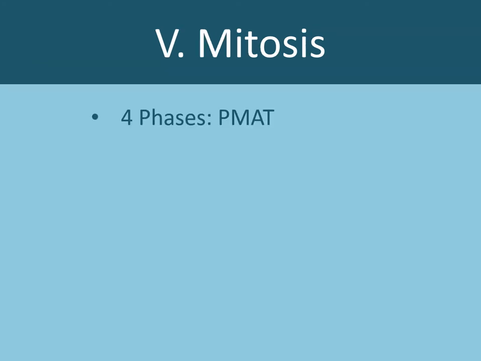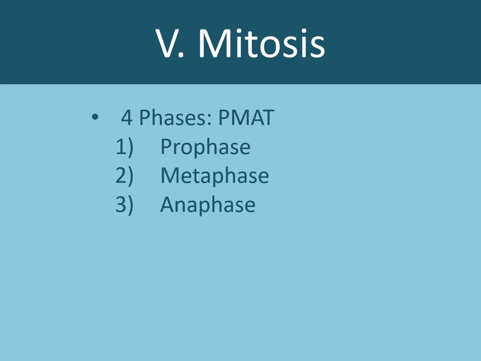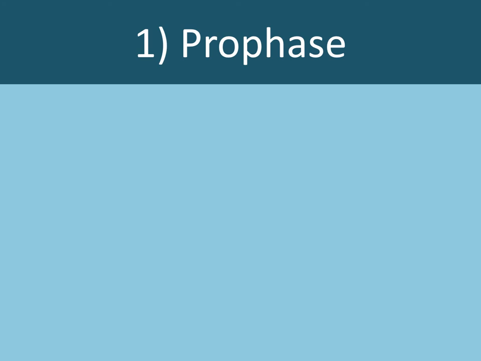Mitosis is divided up into four phases, which I remember with the word PMAT. The first phase of mitosis is prophase. In fact, pro means first or most important. The second phase is metaphase, followed by anaphase, and then telophase. There are several things that occur during prophase that you need to know.